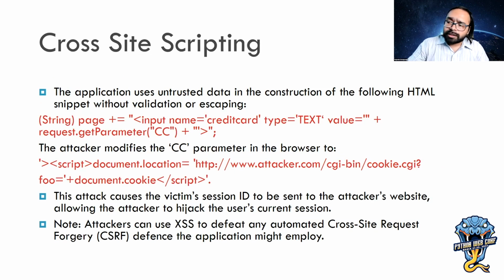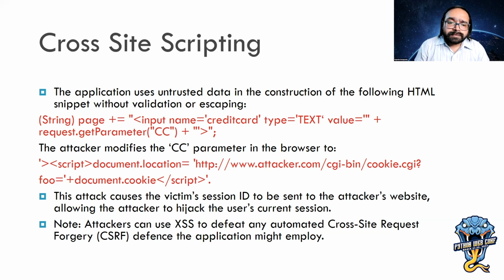The next is cross-site scripting. So here the application uses untrusted data in the construction of an HTML snippet without validation or escaping. So here what happens, let's assume that there is a text field and you are writing some small JavaScript code, and it gets executed. If it gets executed in the text field, that means the cross-site scripting vulnerability is present. Okay.